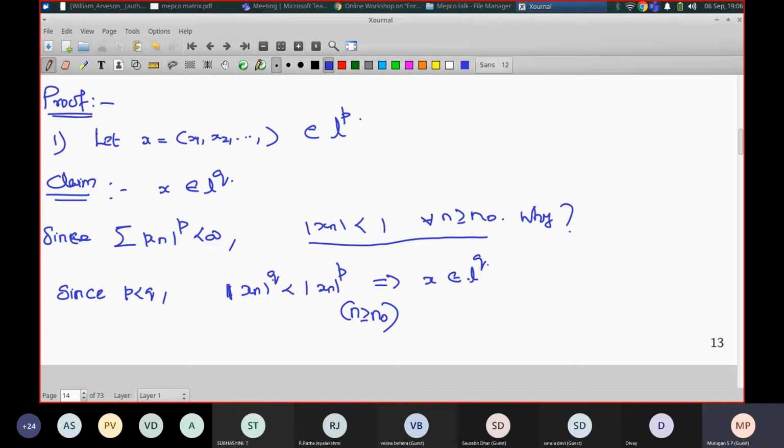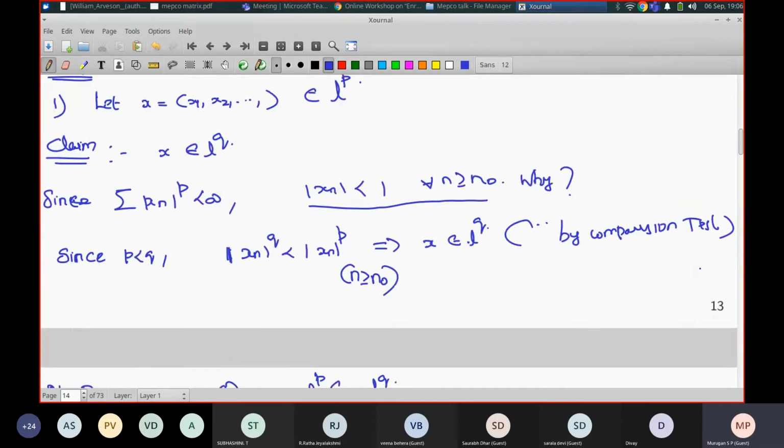Because modulus of xn is less than 1 and q is bigger than p. By the comparison test, you can easily see that x belongs to LQ. This is by the comparison test.